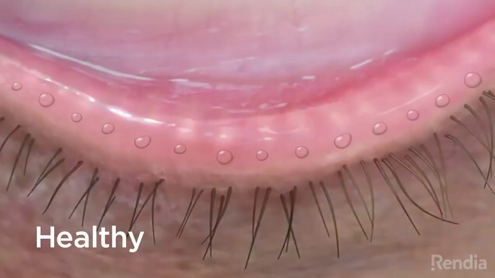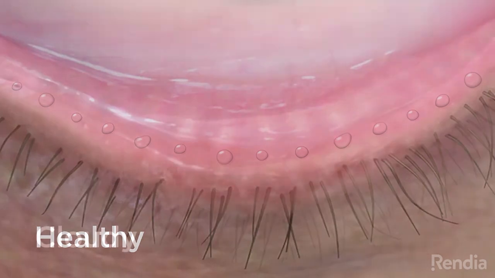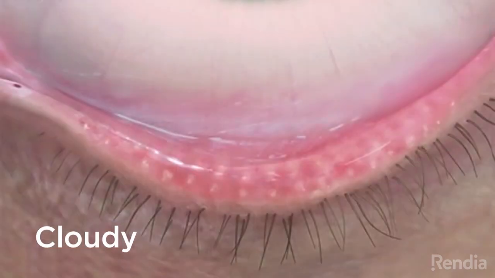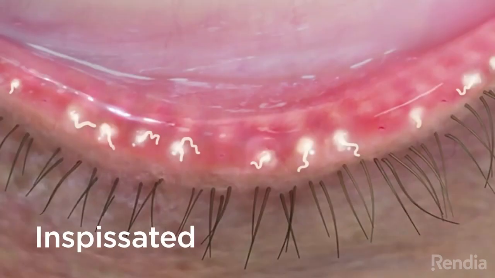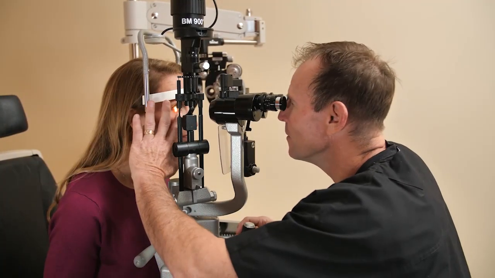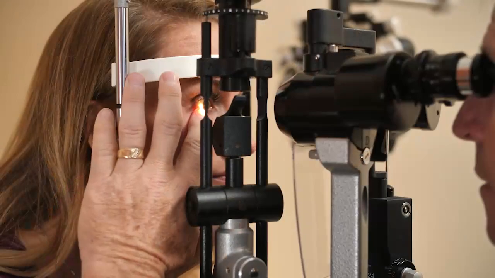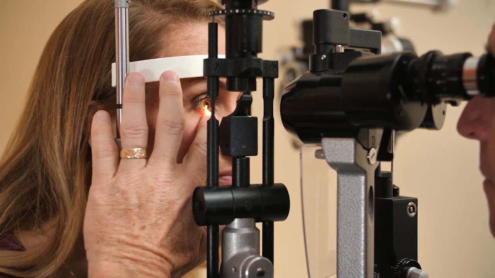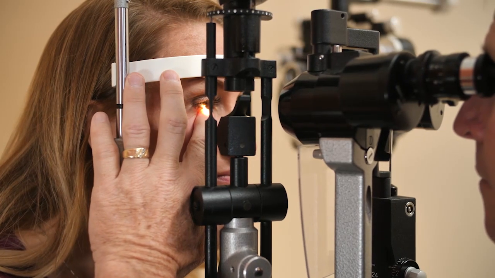Healthy Meibomian glands produce clear and liquid meibum. Dysfunctional glands produce meibum that is either cloudy or thick and paste-like. In some cases, the glands do not express any meibum when compressed. This may indicate fully blocked, capped, or damaged glands.